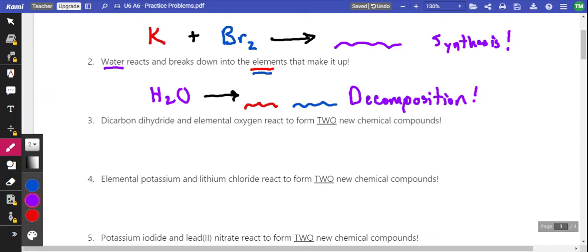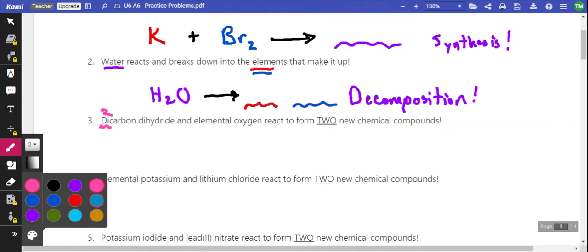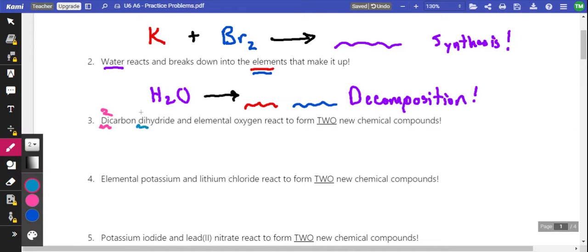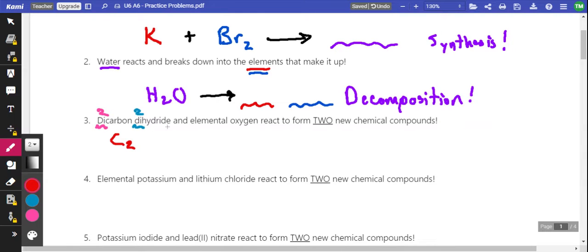Dicarbon dihydride and elemental oxygen react to form 2 new chemical compounds. Well, let's figure out what dicarbon dihydride is. Di is 2. Same here. So dicarbon would be 2 C's, and then dihydride would be 2 H's.